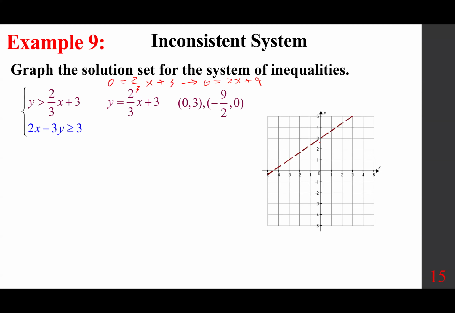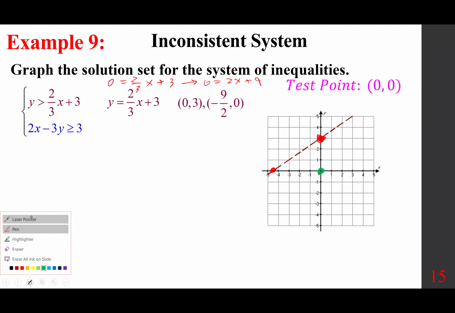So again, take a look at this point, coordinate 0, 3. This one -4.5 or -9/2, 0. Which side is the solution? You pick up a test point because 0 is not on the line. That's a good test point. So we are going to put that into the original inequality, meaning this one.